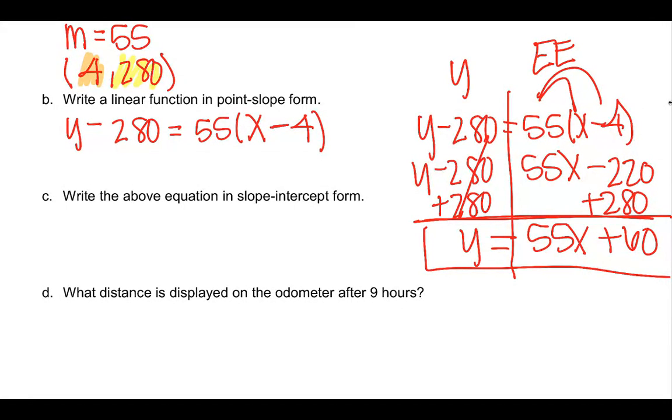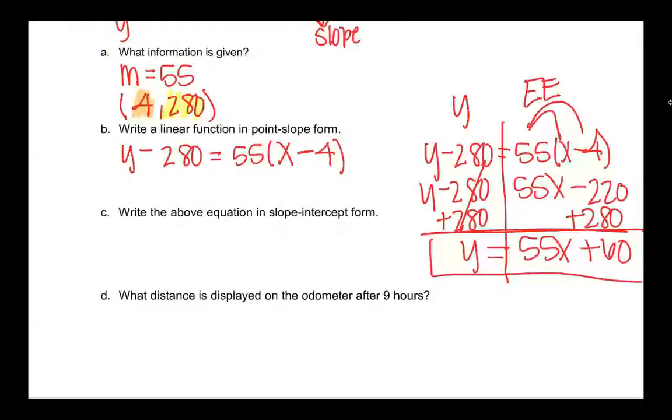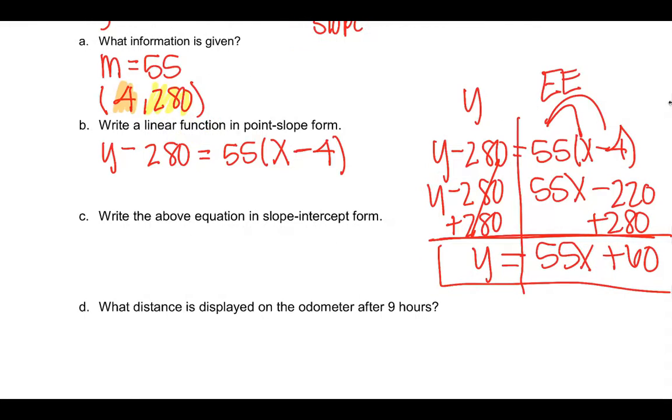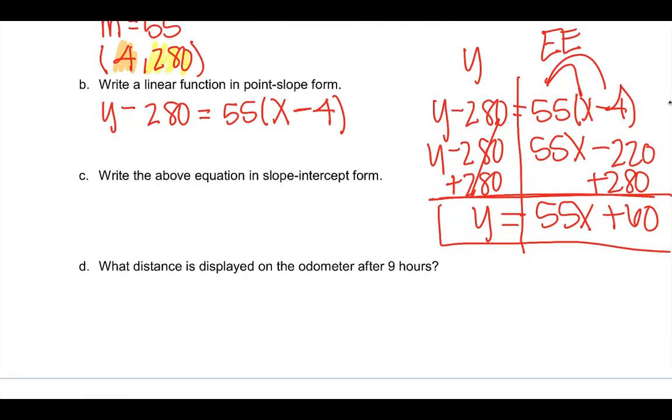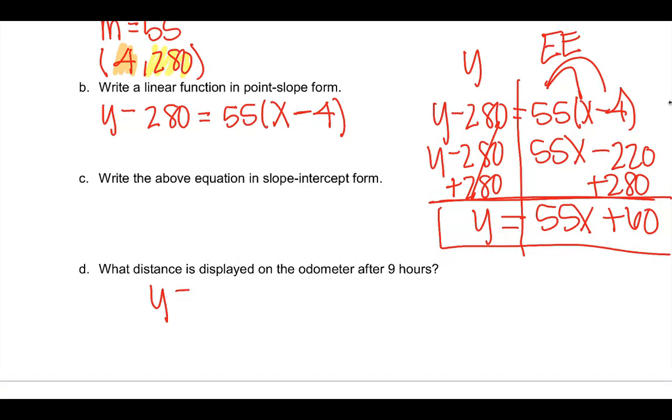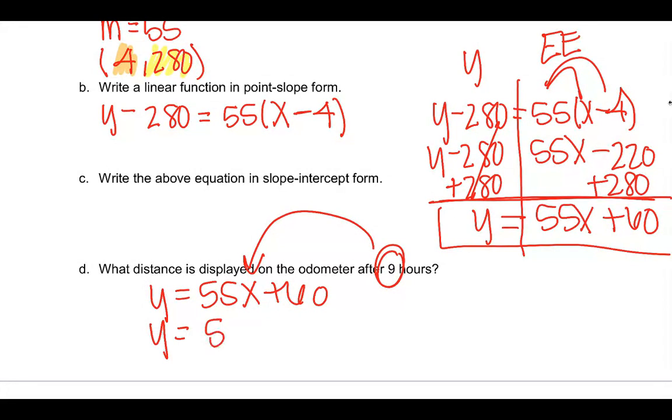And then last question, it says, what distance is displayed on the odometer after 9 hours? So 9 was what I plug in. That's my x, and I want to know my y, how far I've gone. Well, now I have a fancy equation I wrote, y equals 55x plus 60. So everywhere I see an x, I'm going to plug in 9. So I've got 55 times 9 plus 60.